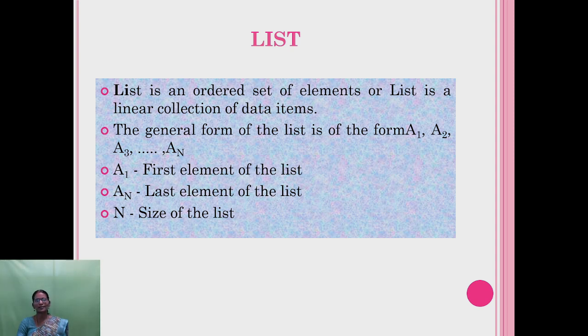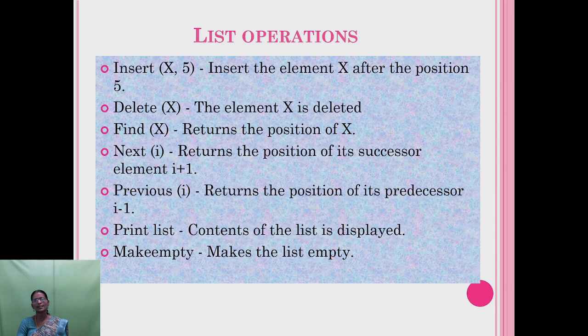Another thing is the list. The list means an ordered set of elements L1, L2, L3 up to Ln. We write it in the form A1, A2 up to An. A1 is the first element, all others are middle elements, and finally An is the last element. Then there is the size of the array.